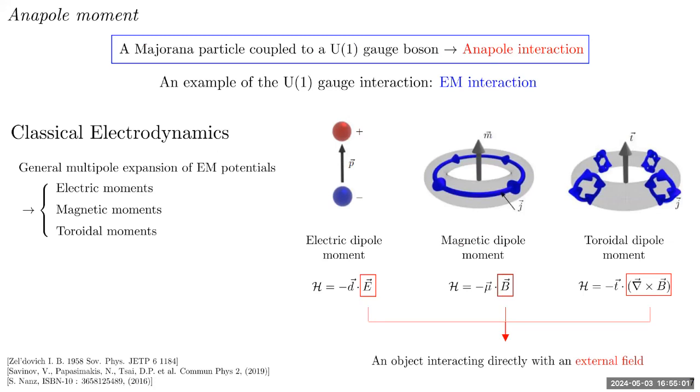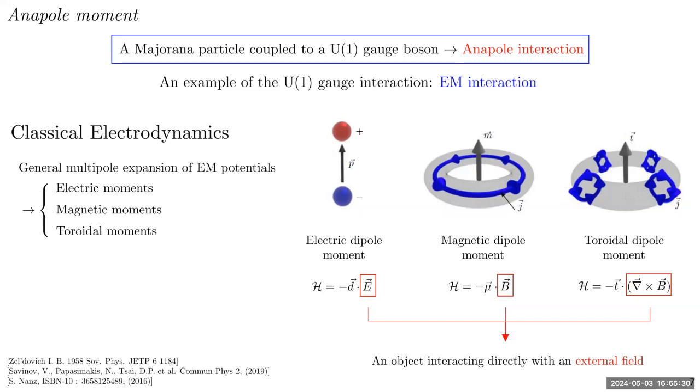The Anapole vertex, Anapole moment. Usually in particle physics, if a neutral particle is coupled to a massive gauge boson, then in that case the interaction is called Anapole interaction. The trivial example of the Anapole interaction can be found in the electromagnetic interaction.